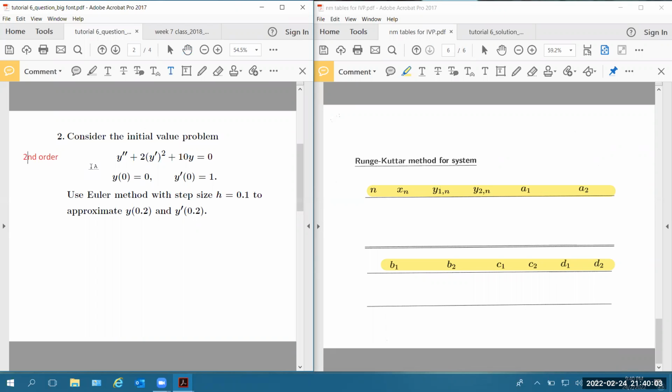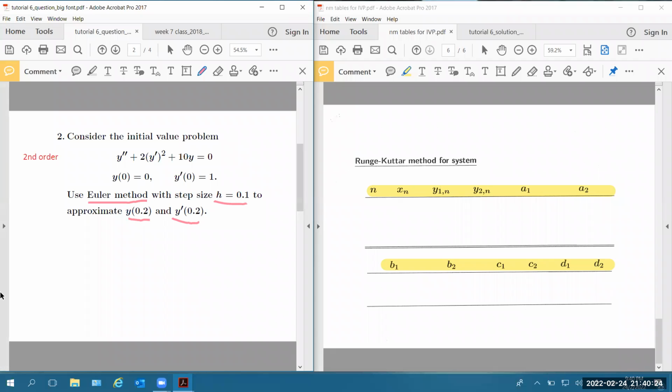So this is a second order equation, right? Second order differential equation. So that means higher order. So what do we want to do? We want to use the Euler method, with this step size, to approximate this one and this one. Okay, all right.